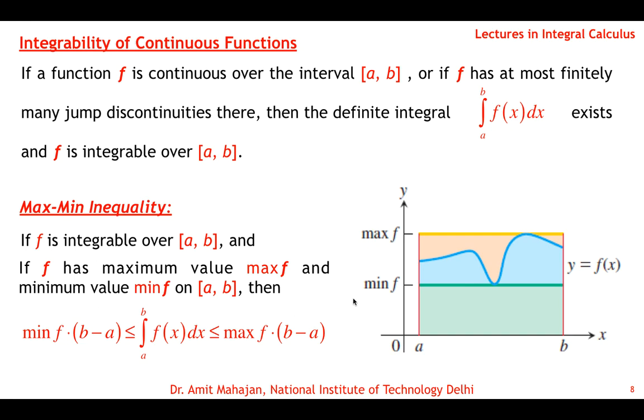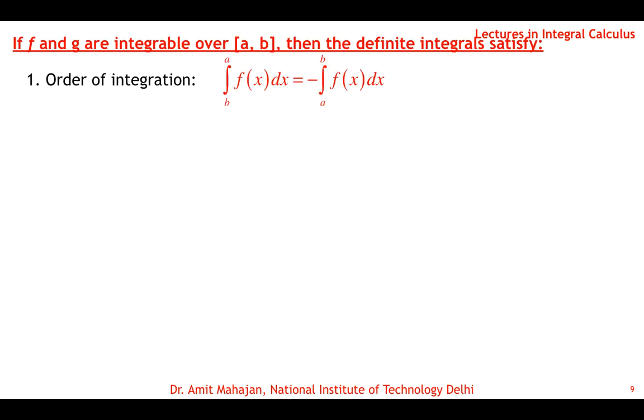Similarly we have a few other properties which are important, and you can remember these: if f and g are integrable over the interval [a, b], then the definite integrals satisfy these properties. First is the order of integration. So far we said that we integrate over the interval a to b, but what if we integrate backwards from b to a? The integral from b to a of f(x) dx is nothing but minus the integral from a to b of f(x) dx.